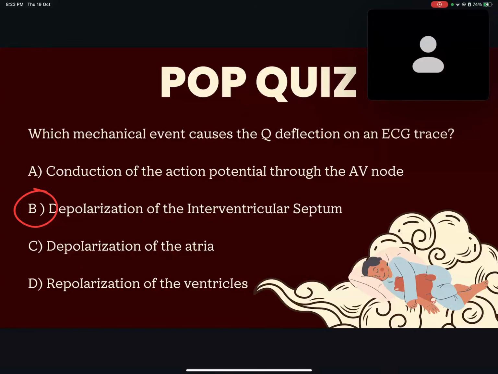QRS. Yes, perfect. QRS complex as a whole. So when we're asked that question, we don't say the R wave or the S wave or the Q deflection. We just say the QRS complex, because all of those steps together are depolarizing the entirety of the ventricles. Okay, perfect.